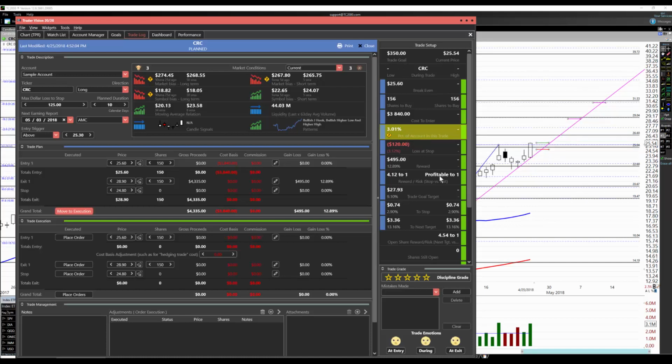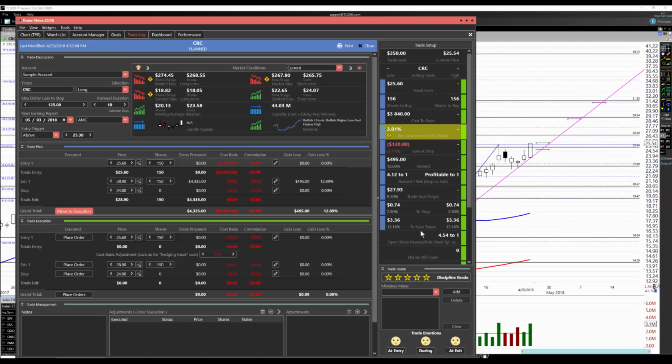Let's see what else. It tells us that if we're stopped out, I'm going to lose 74 cents, which is 2.9%. And up to my next target, in this case, there's only one target, is $3.36, which is 13.16%. So that's what it tells us about the trade.